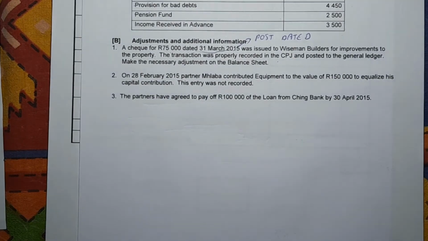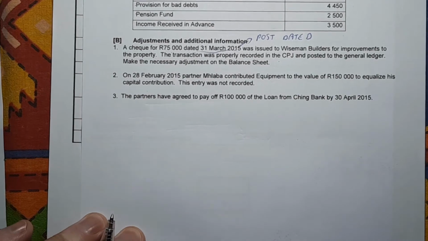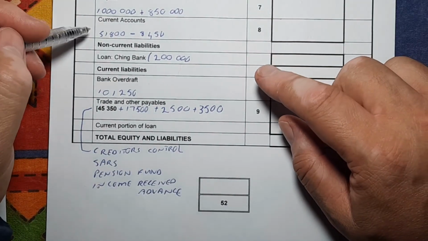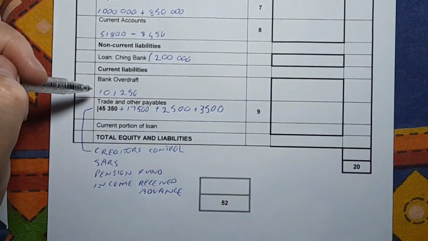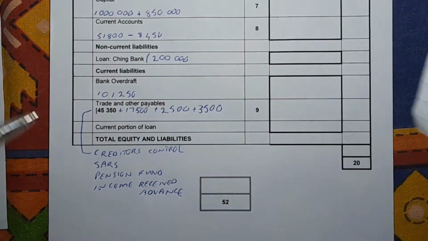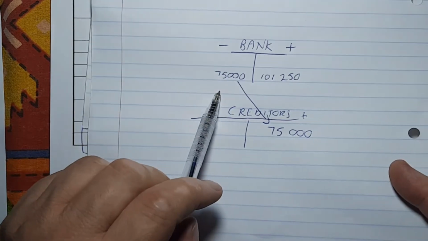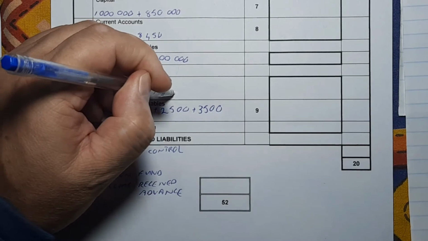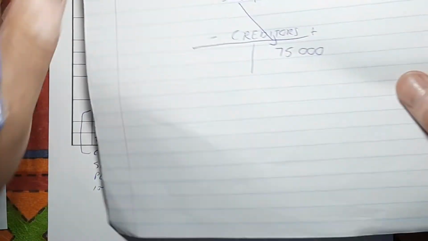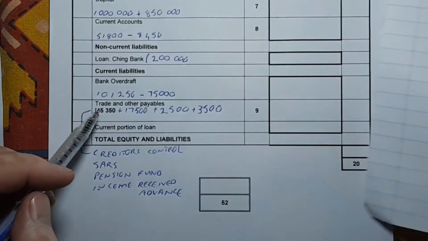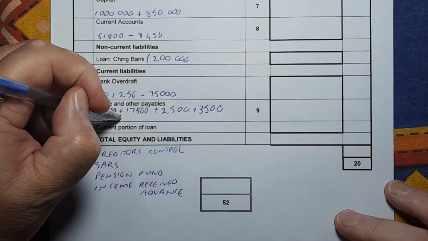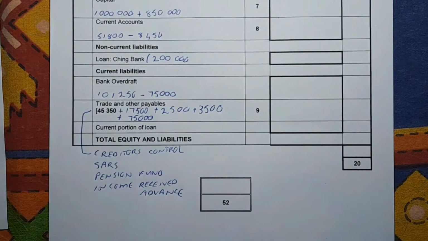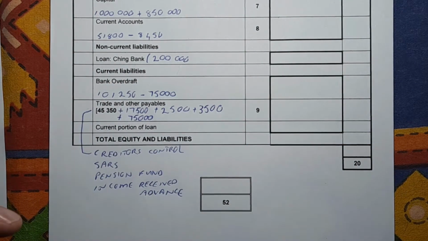Therefore, in our balance sheet, in the bank overdraft, we said we need to subtract the 75,000 and we have to add it to the creditors or the trade and other payables. We have to add 75,000.